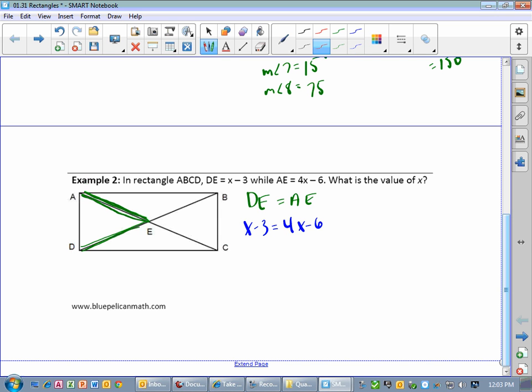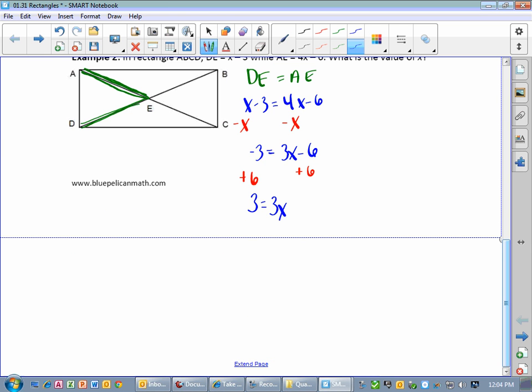So to solve this equation, we want to isolate the x, so I'm going to subtract x from both sides. And so we get minus 3 equals, now what does 4x take away x? 3x. And then I'm going to add 6 to both sides. And so we have negative 3 plus 6, which gives us 3, which equals 3x. So we finally divide both sides by 3, and we determine that x is equal to 1. Right?